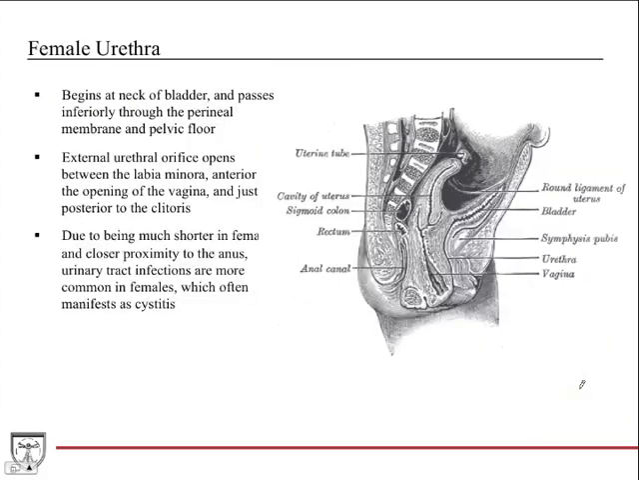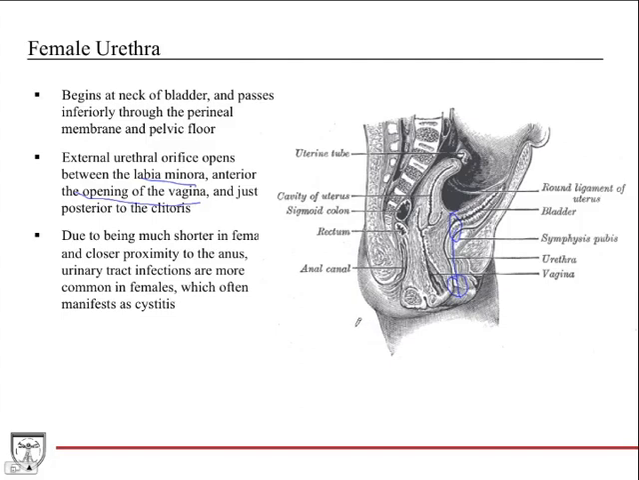So the female urethra is much shorter. It begins again at the neck of the bladder here, travels through the perineal membrane and the pelvic floor, and then you have the external urethral orifice. It opens between the labia minora, just anterior to the opening of the vagina, and just posterior to the clitoris.